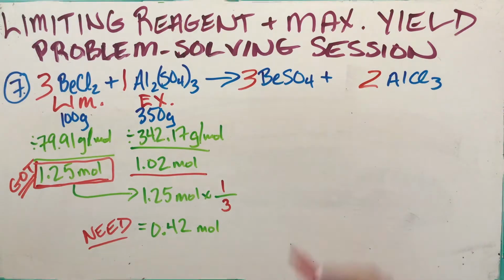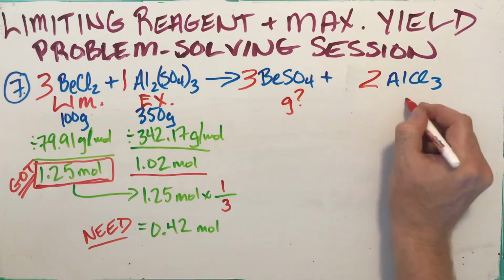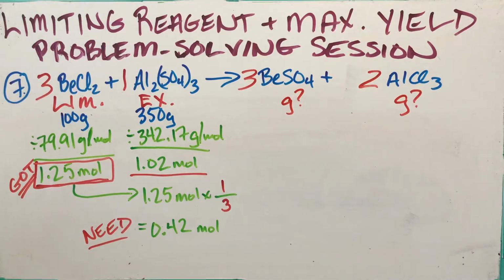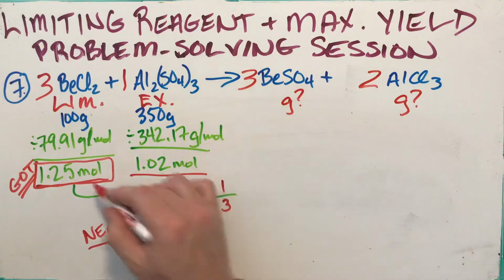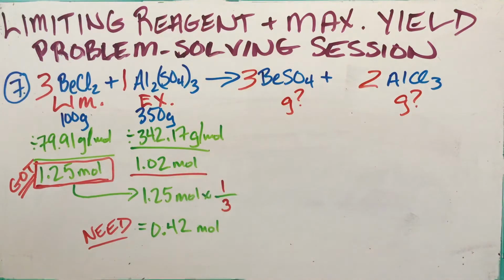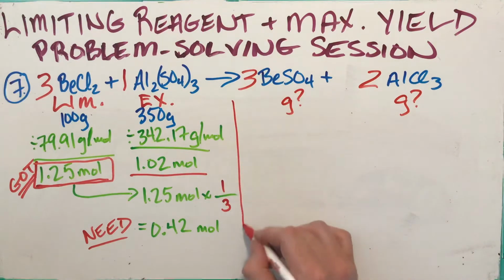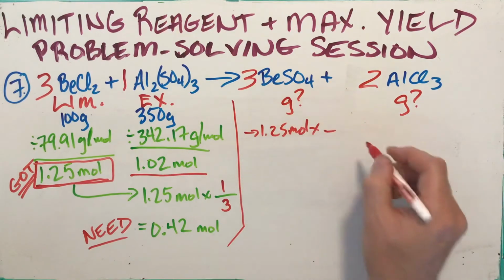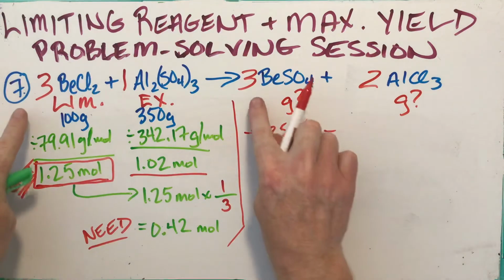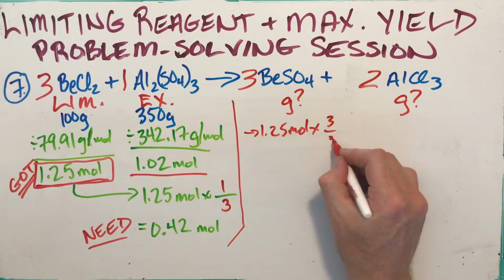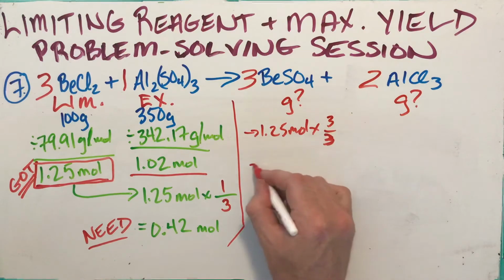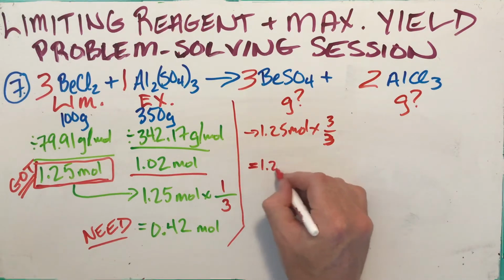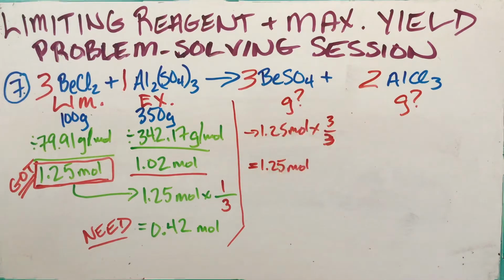Now this question wants the masses for both of them. All right. So what I'm going to do is bring over my 1.25. I'll make it a different color here. So bring over 1.25 moles. And I multiply it by the mole ratio. In this case, it's 3 over 3, which equals 1.25 moles of the beryllium sulfate.